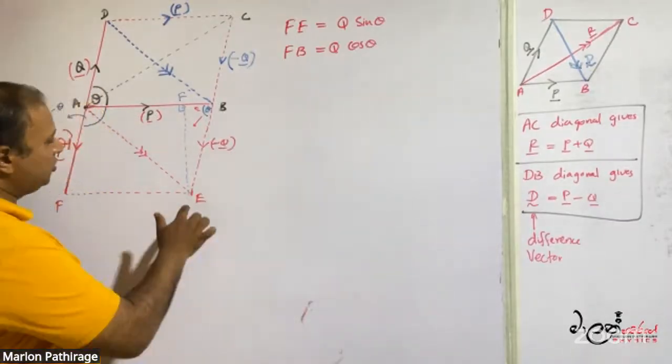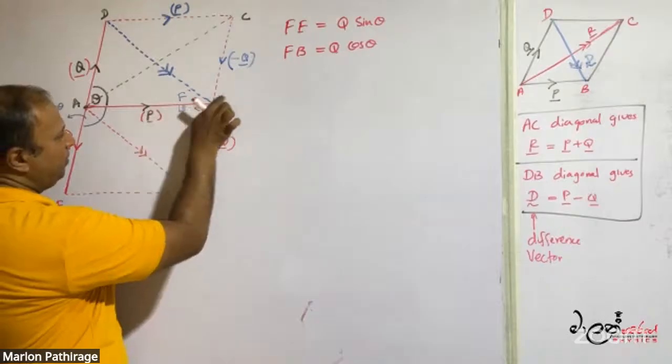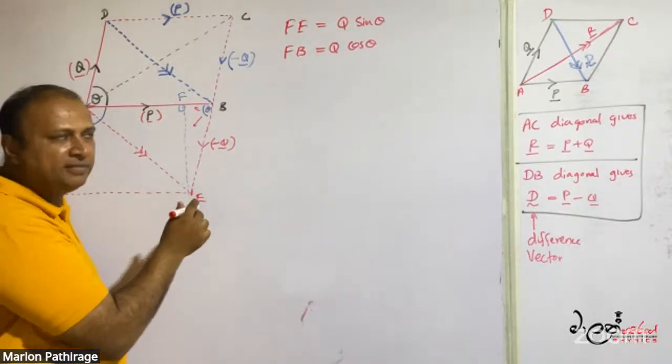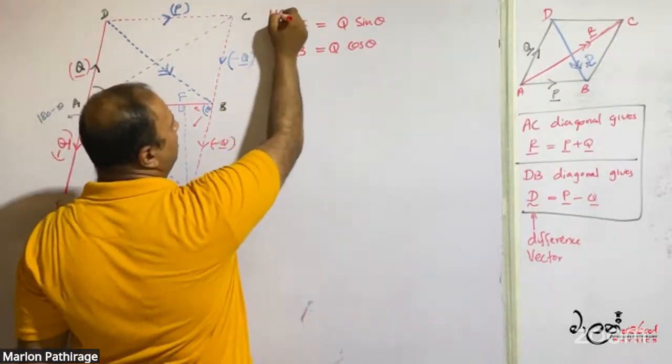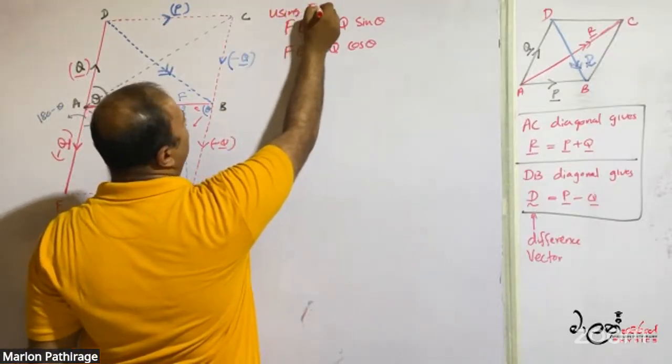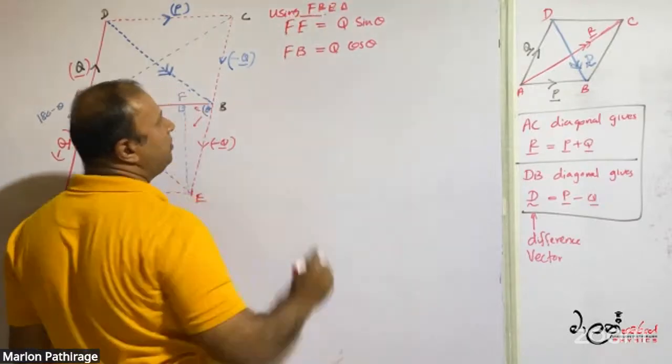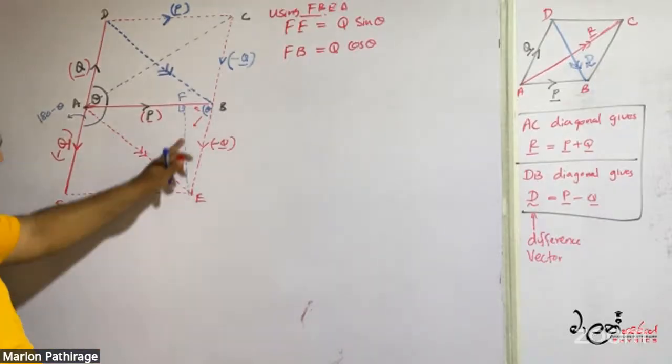You know this one is FEB. FEB means that is a right angle triangle. Using the FBE triangle.